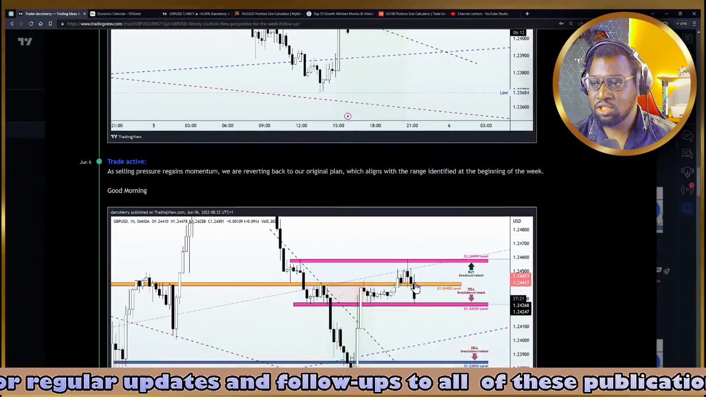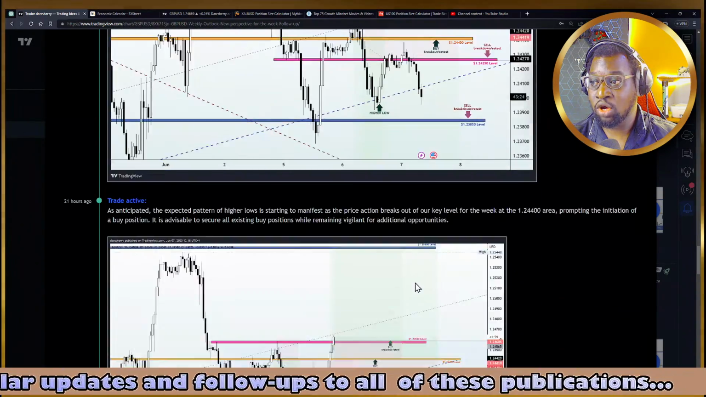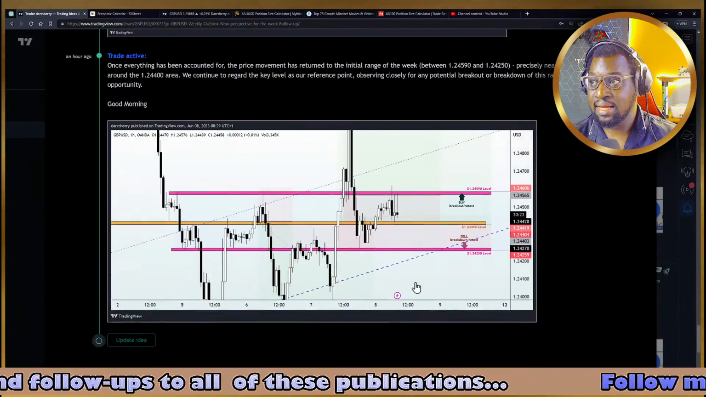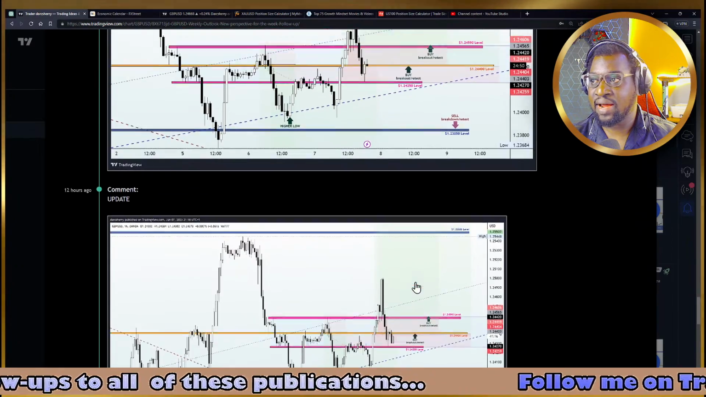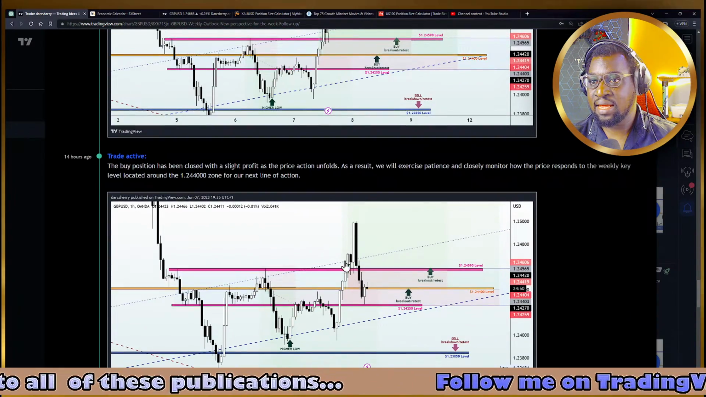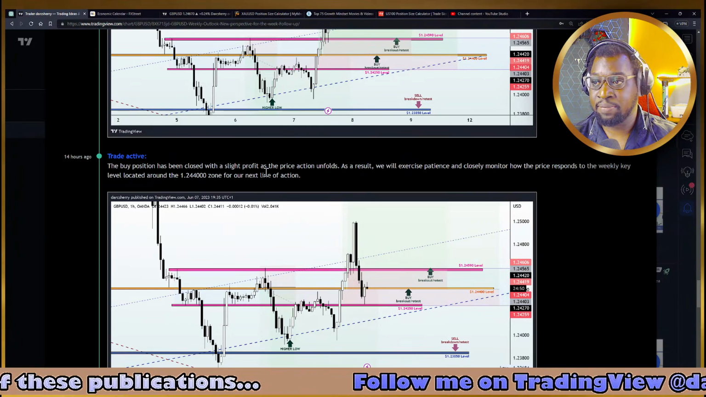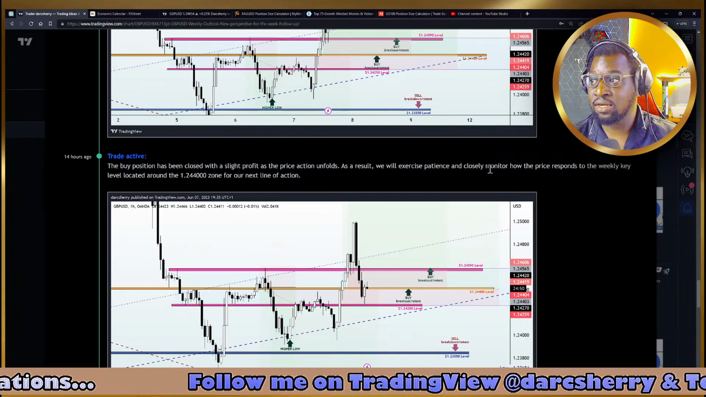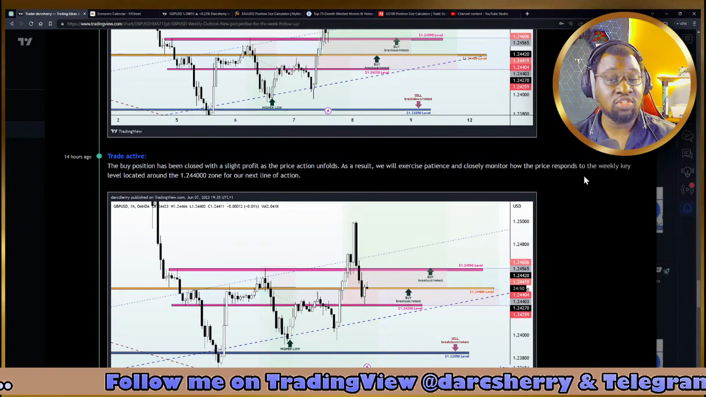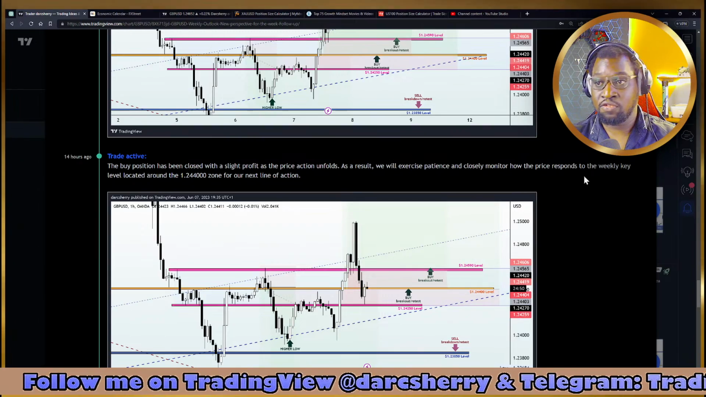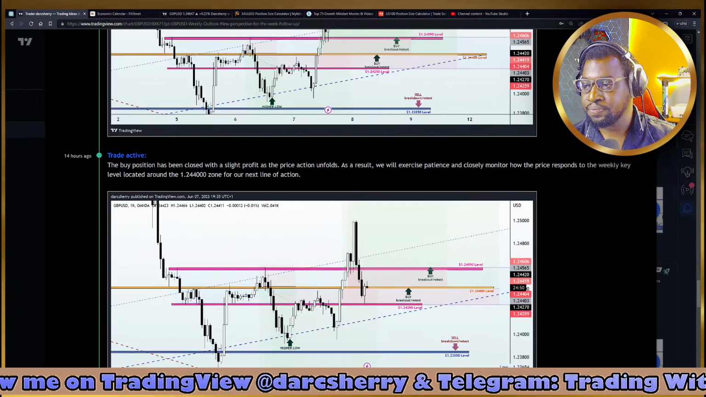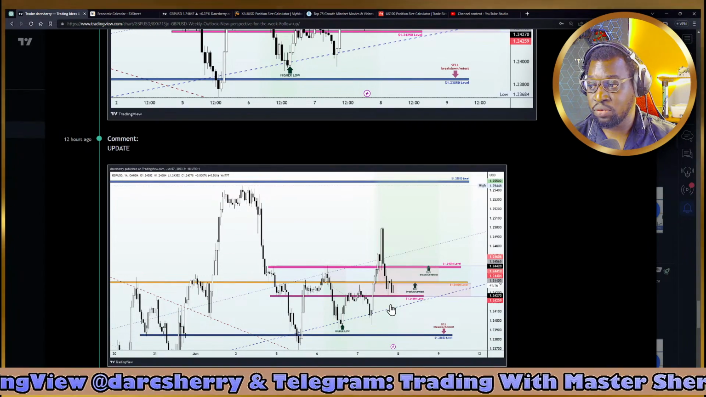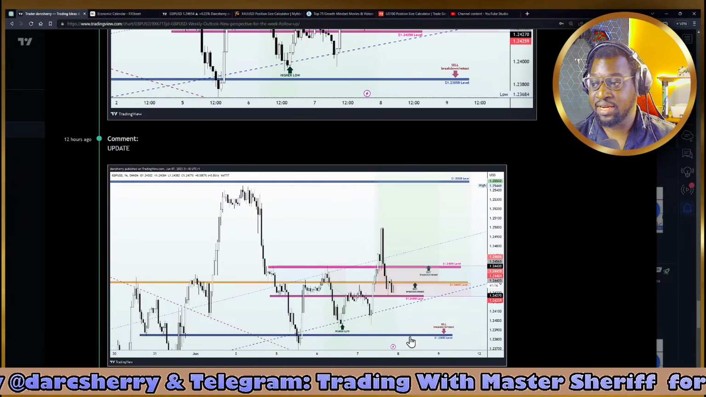Okay, so I was saying that I shared an update here late last night before I went to bed yesterday. Where is it? Okay, this is it right here. So I said here that the buy position has been closed with a slight profit as the price action unfolds. As a result, we will exercise patience and closely monitor how the price responds to the key level located at the 1.2440 for our next line of action. Now it went on like that, and they continued buy pressure above the 1.24250 here. This was what I shared yesterday night.